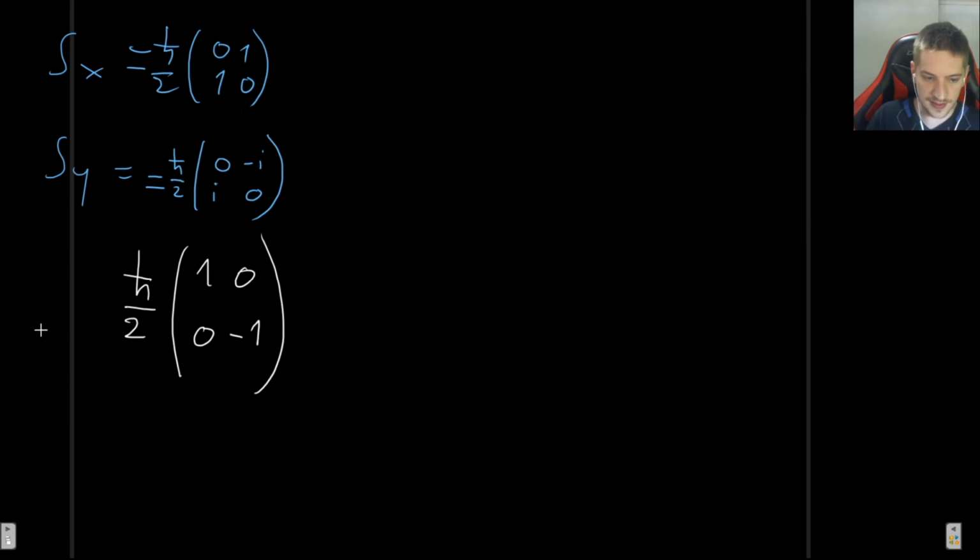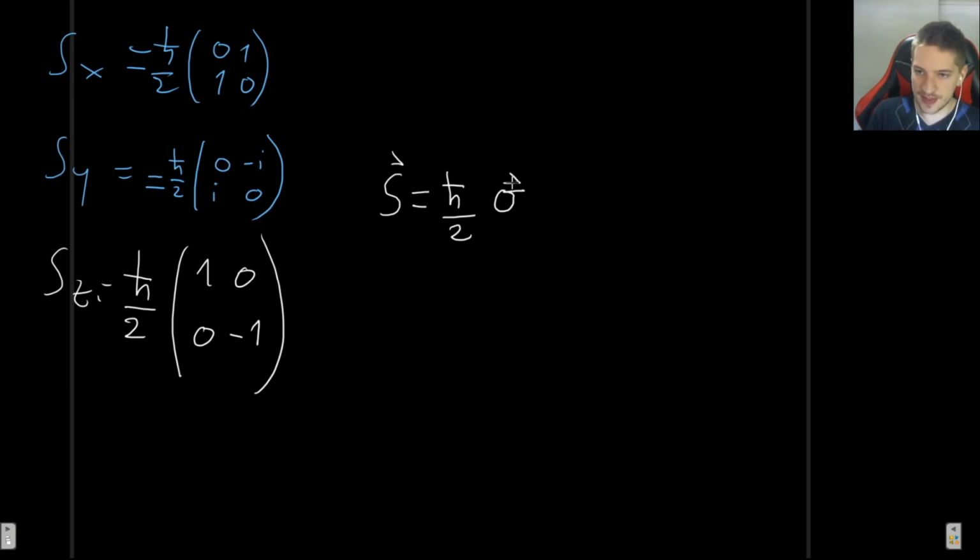So this is Sz. These are the operators that give us this spin angular momentum value of our state. Now notice all of them are multiplied by h bar divided by 2. So something that is done very often is that we create a vector that contains all these operators, and this is going to be h bar divided by 2 times sigma.